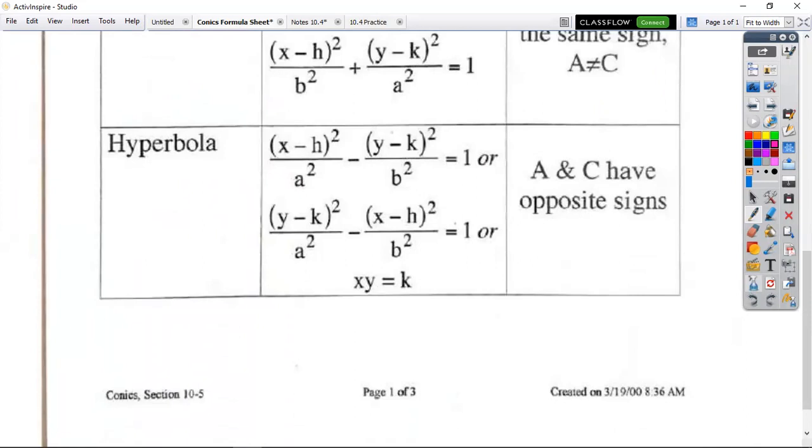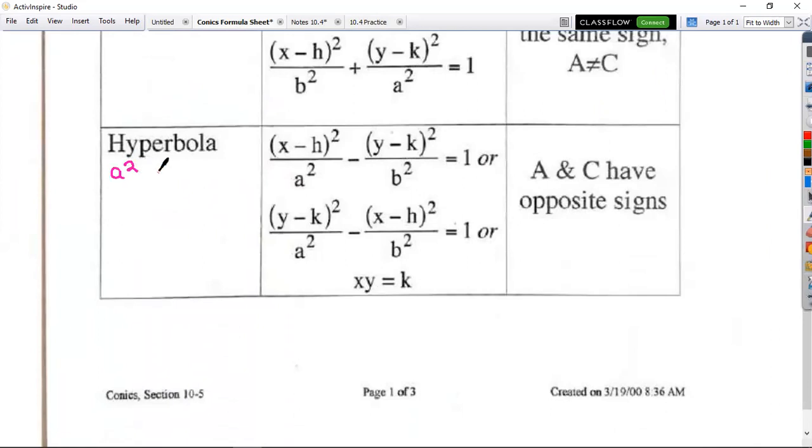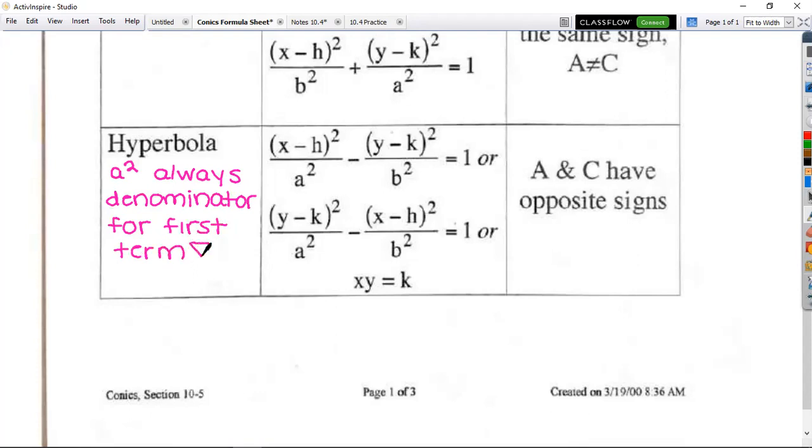So I want you to write here, I'll keep this consolidated: a squared is always the denominator for the first term. So again, that is different than yesterday. So for a hyperbola, a squared is always the denominator for the first term. So big note for you.